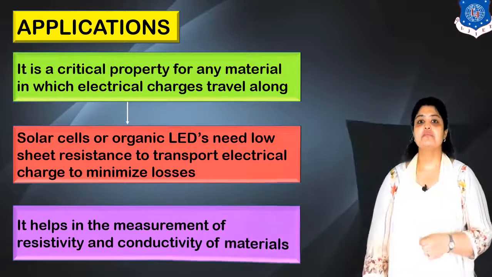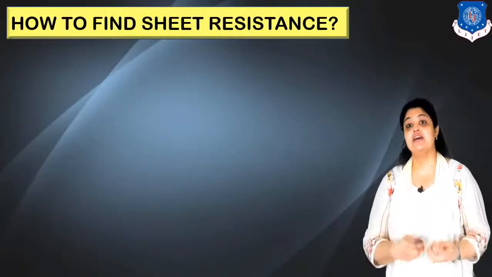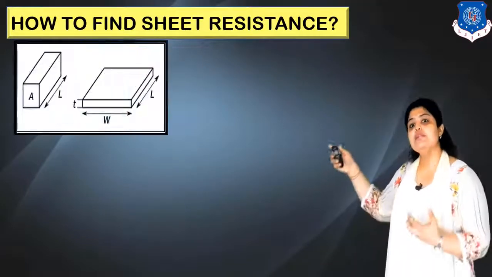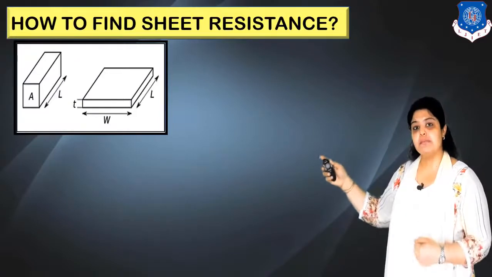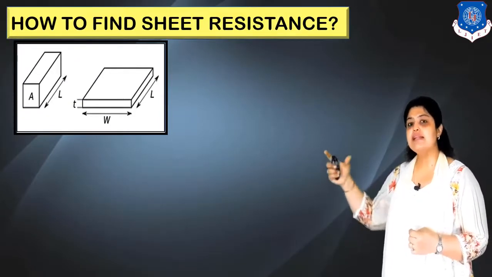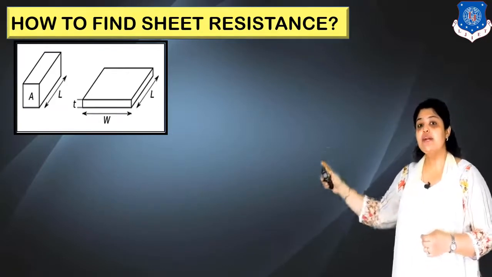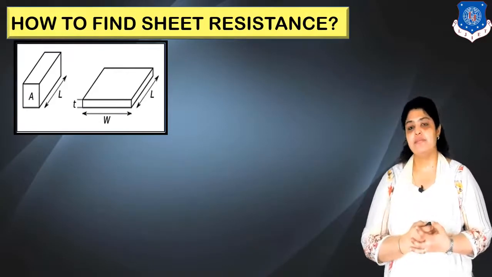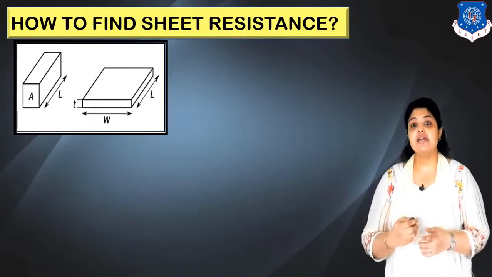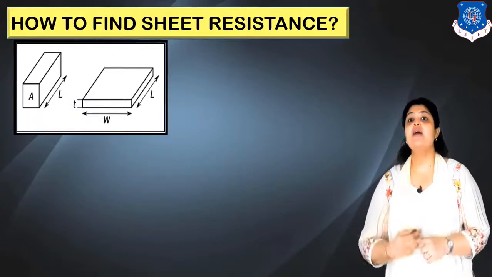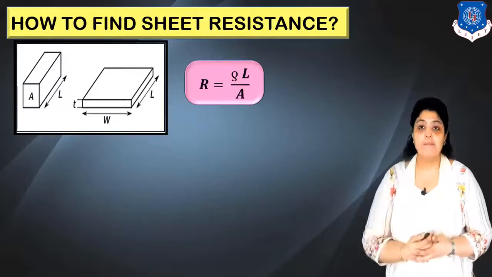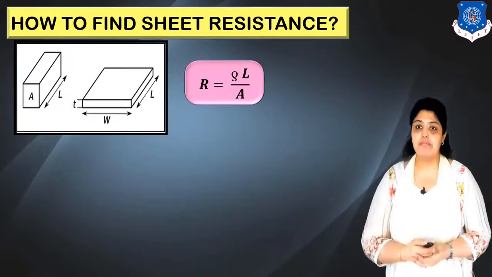Now let's see how sheet resistance is calculated. How do we find sheet resistance? Let me explain a simple figure wherein we have assumed some parameters. Say A is the cross-sectional area of a conductor, L is the length of conductor, W is the width, and T is the thickness of this sample. How do we define resistance of such a sample? Resistance R is proportional to L upon A, and hence we get the formula R equals rho L by A. Here rho is the resistivity of the sample.